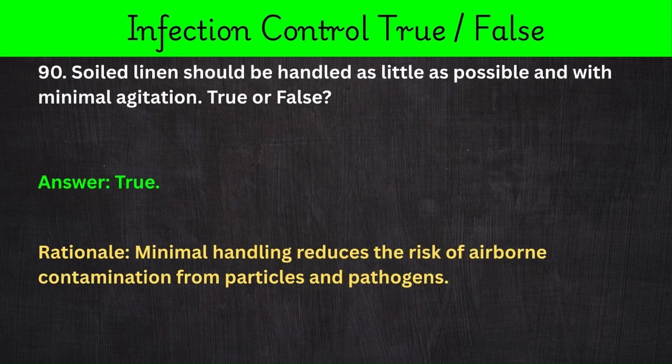90. Soiled linen should be handled as little as possible and with minimal agitation. True or false? Answer: true. Rationale: minimal handling reduces the risk of airborne contamination from particles and pathogens.